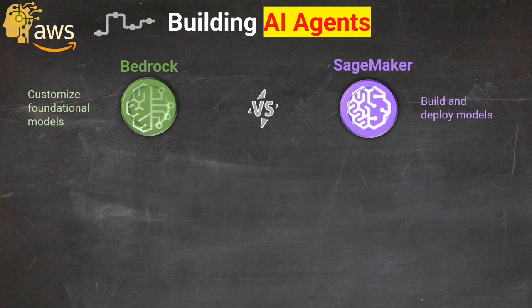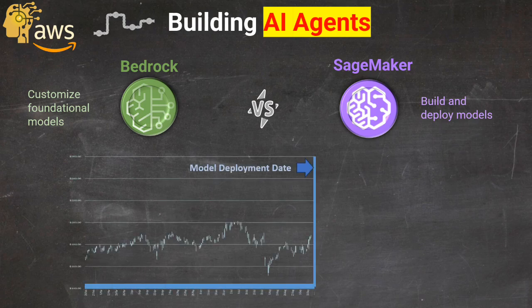Let's now address a critical challenge for our AI agent. When using foundational models, whether through Bedrock or SageMaker, we face a peculiar limitation. These solutions rely on pre-trained data, which means their knowledge is essentially frozen at the time of their deployment. This obviously poses a problem for applications like stock trading, where up-to-the-minute information is crucial. Imagine trying to make trading decisions based on last year's stock prices.